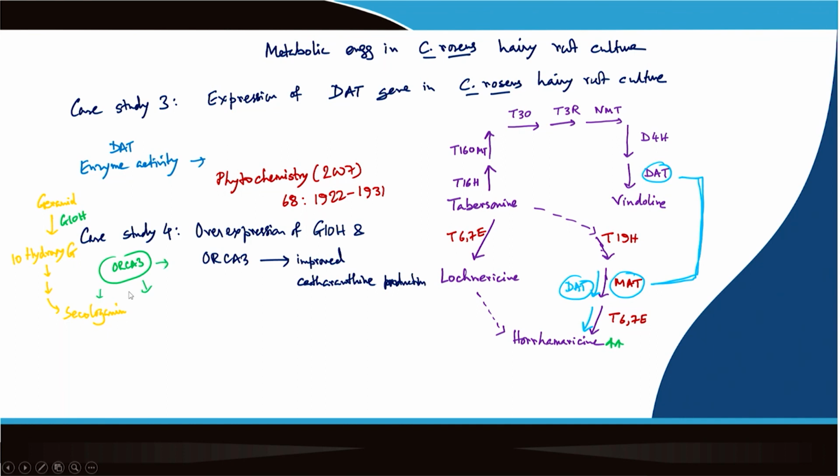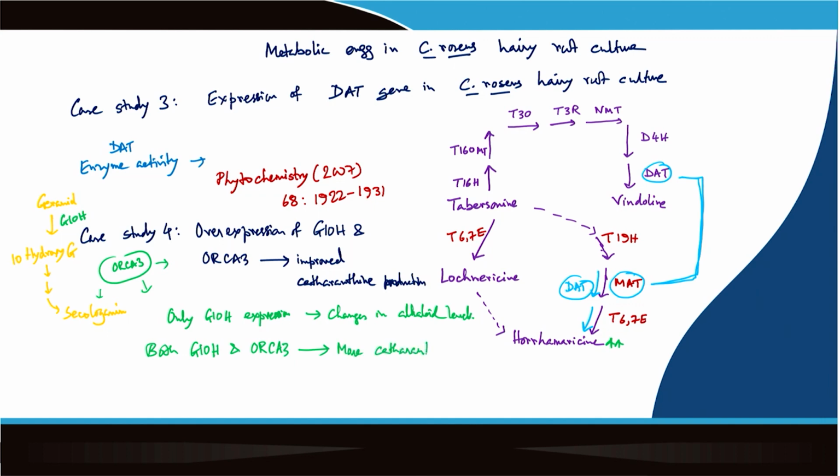Okay. And ORCA3, we know, is basically a transcription factor. It affects the pathway. So, when they used only G10H expression, that also leads to changes in alkaloid levels, but when both G10H and ORCA3 were expressed, that made subsequent changes and produced more catharanthine, which is very prominent, more catharanthine compared to the other alkaloids.